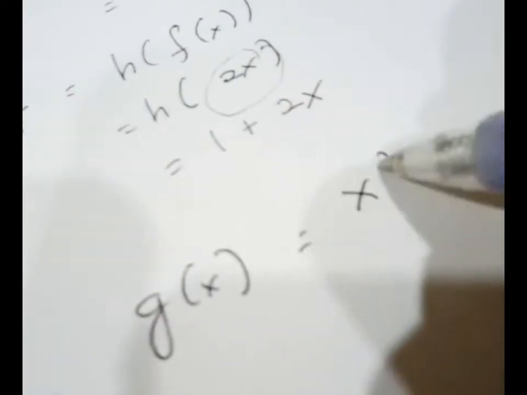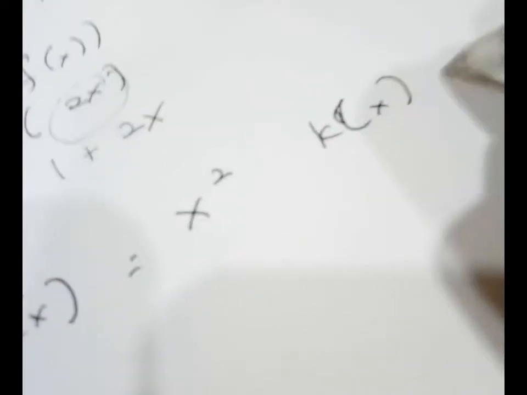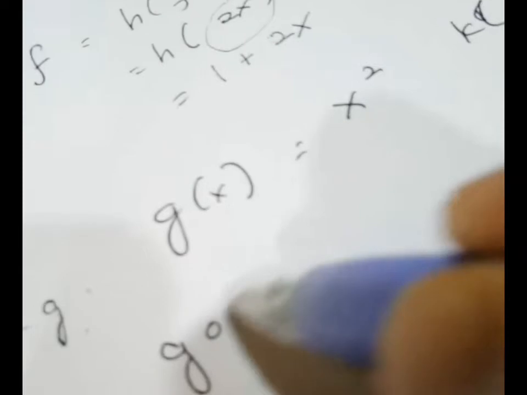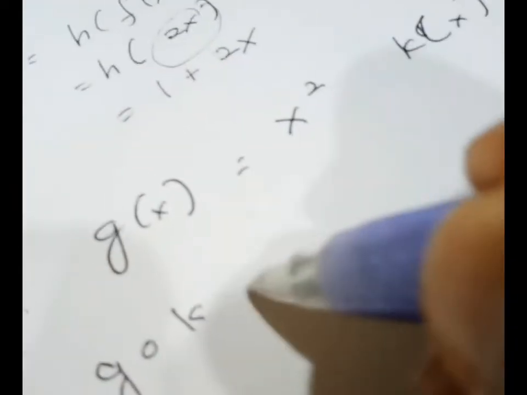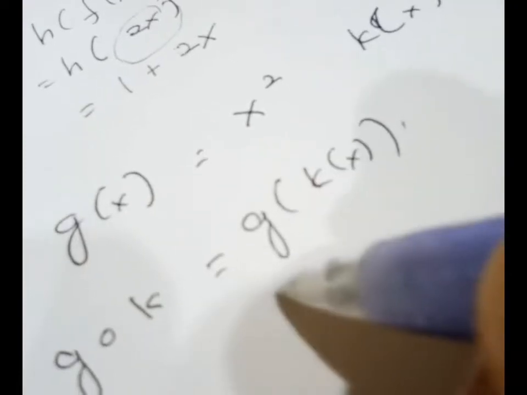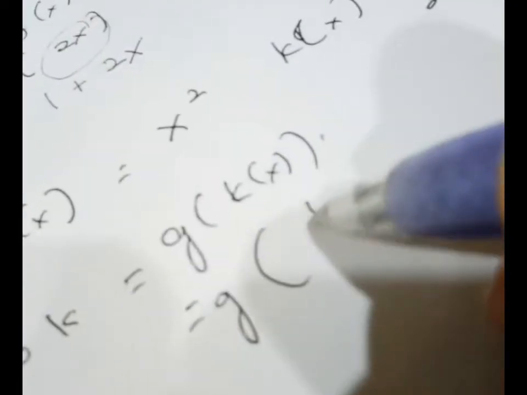Okay, another example. Let's take g(x) as x square and k(x) is 1 over 2 minus x. Find g composite k. G composite k is g of k(x). Now k(x) is given by 1 over 2 minus x.